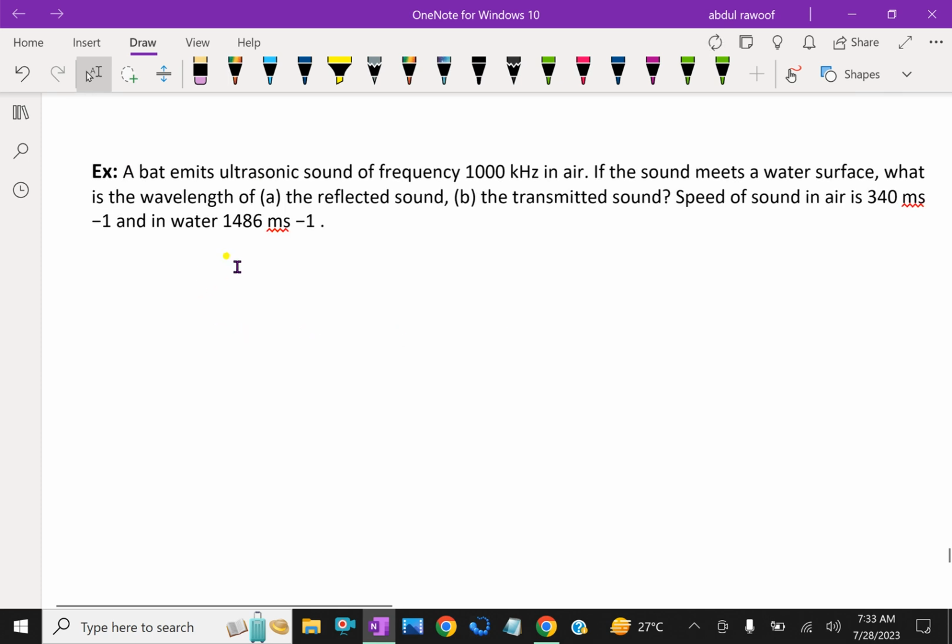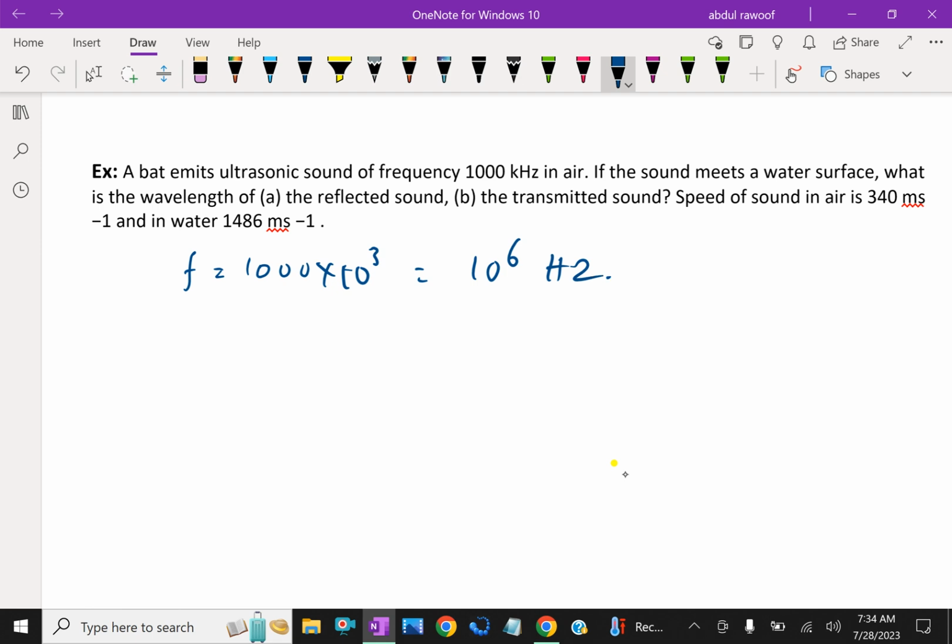A bat emits ultrasonic sound of frequency 1000 kilohertz in air. If the sound meets a water surface, what is the wavelength of the reflected sound and the transmitted sound? Speed of the sound in air is 340 meter per second and in water is 1486 meter per second. Here the frequency is given. Frequency is 1000 into 10 power 3 hertz, which is equal 10 power 6 hertz frequency.